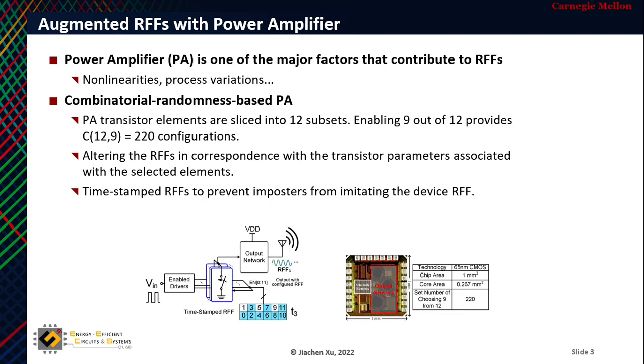The power amplifier is one of the major factors that contribute to the RF fingerprints. To make our power amplifier combinatorial randomness-based, we slice the PA transistors into 12 subsets, and enabling 9 out of 12 subsets will provide a combination of 220 configurations. And we can alter the subsets over time to achieve the time-stamped RF fingerprint to prevent the imposters from imitating the device RF fingerprint.